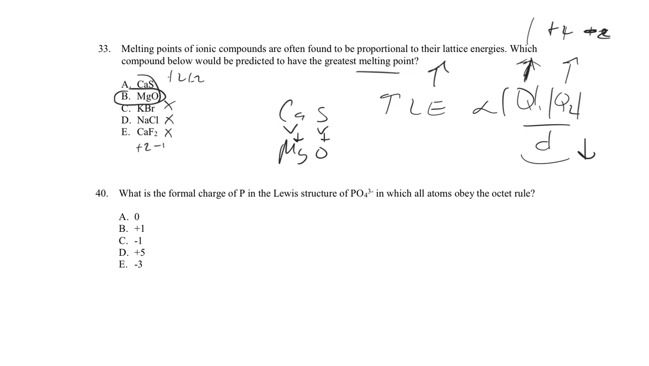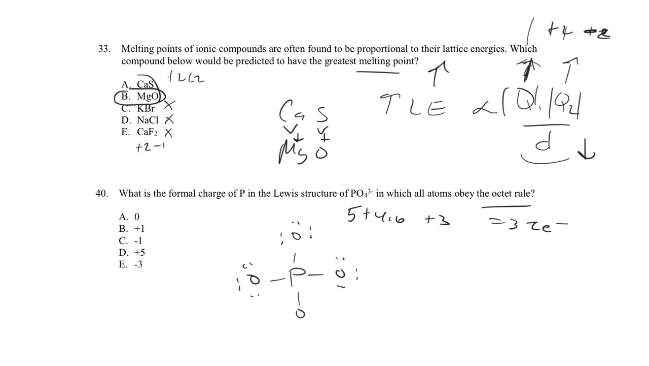Just a Lewis structure question on PO4, in which all atoms obey the octet rule, meaning don't expand the octet of phosphorus here. So 5 plus 4 times 6 plus 3, that's 32 electrons. That gives us a central phosphorus, 4 oxygens, and lone pairs around the non-central atoms, which uses up all 32 electrons, leaving none behind for phosphorus.